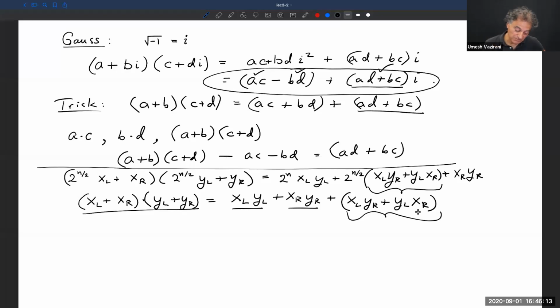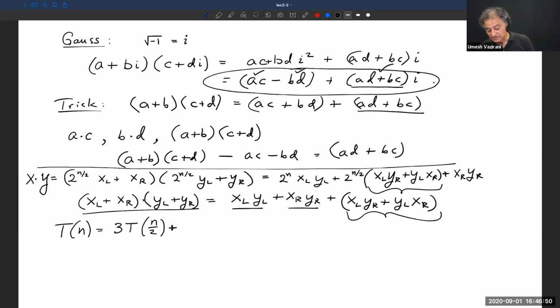Right. So to multiply x times y, which are 2 n-bit numbers, what we're going to do is multiply xl times yl, that's 2 n over 2 bit numbers, xr times yr, 2 n over 2 bit numbers, and then xl plus xr times yl plus yr. Okay, again, essentially 2 n over 2 bit numbers. So what we now have is t of n is 3 t of n over 2. And again, the rest of the stuff we have to do is shift left by n positions or n over 2 positions, and then do these additions and subtractions. Okay, so still big O of n steps.